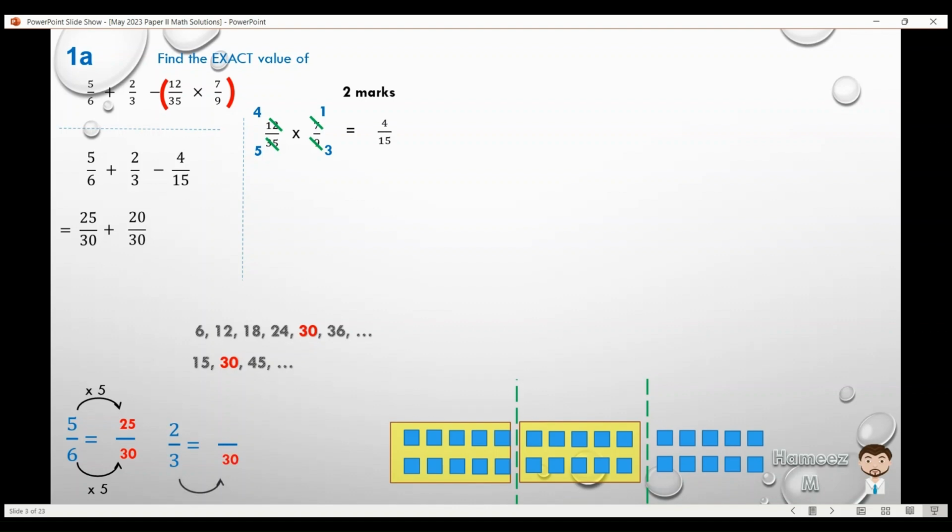How do you go from 3 to 30? We multiply by 10. So 3 tens are 30. And similarly, 2 times 10, 2 tens are 20. So 2/3 is equivalent to 20 out of 30.